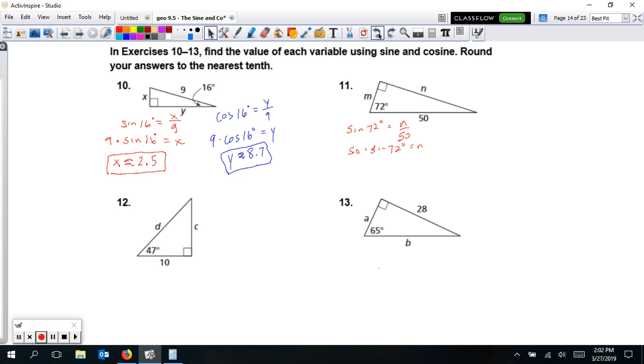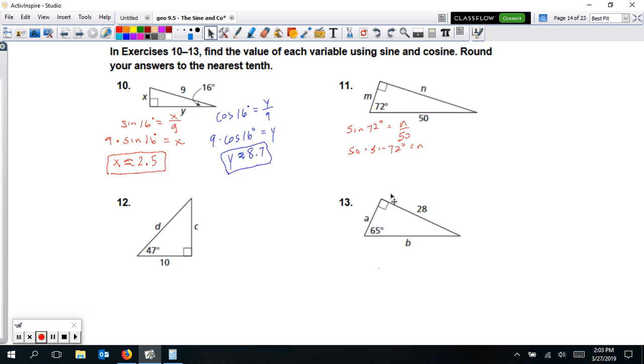And so now we're going to see sine of 72. So I'll let you go ahead and just do the rest of this problem. Use your calculator to find the sine of 72. You can use it there on the computer or use your own calculator, and then times it by 50 to get n. Then do the same thing with finding m. Use the cosine, because that's going to be cosine on that one. So pause the video, finish 11, and then start the video again.